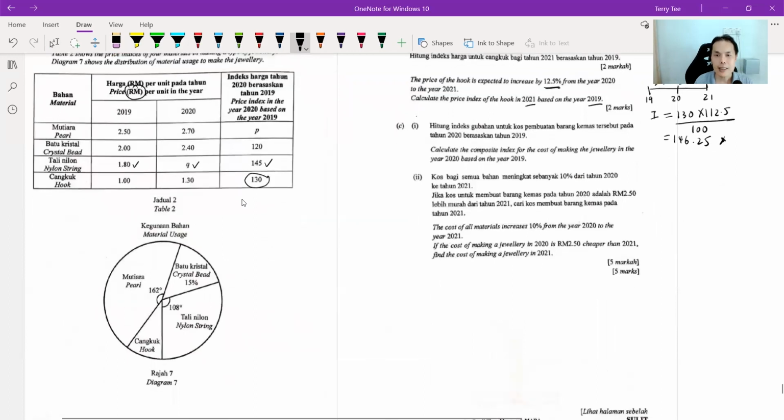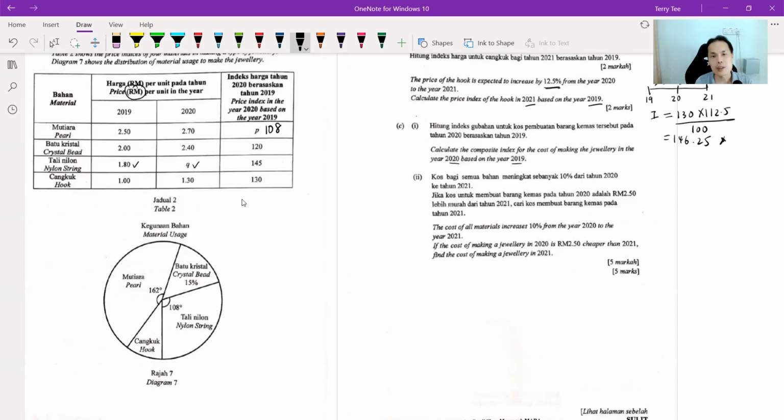Okay, now in part C, they say, calculate the composite index for the cost of making the jewelry in the year 2020 based on the year 2019. Now, to find the composite index, you must take the individual price indices, multiply with the weightage. Now, we have almost everything. In fact, we have P as well, right? Q, earlier we got 108, right? We just had to find the weightage.